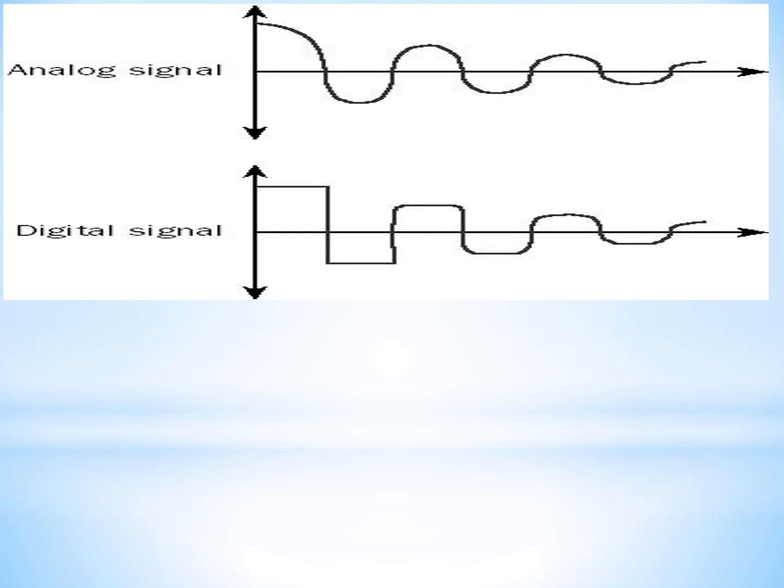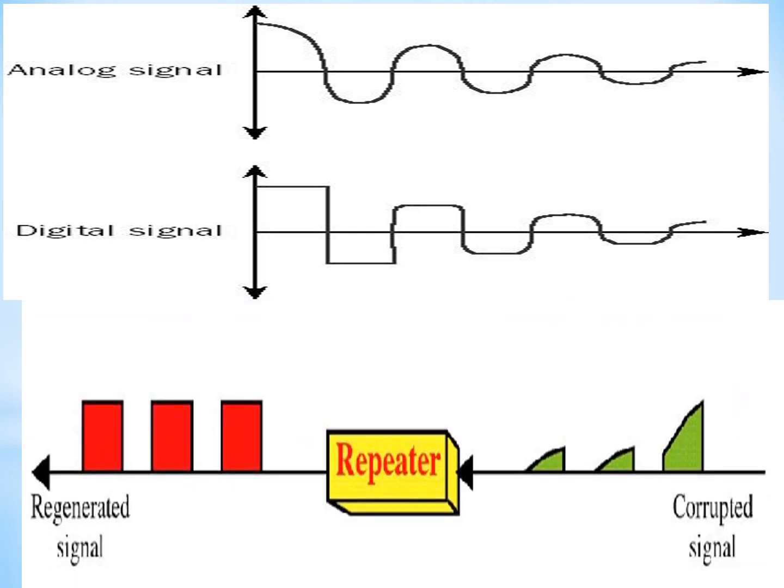So here in this diagram you can see how the analog and the digital signal are getting distorted because they are getting weak as they travel inside the medium. See the corrupted signal, and when it is passed through the repeater, how it becomes a regenerated signal.